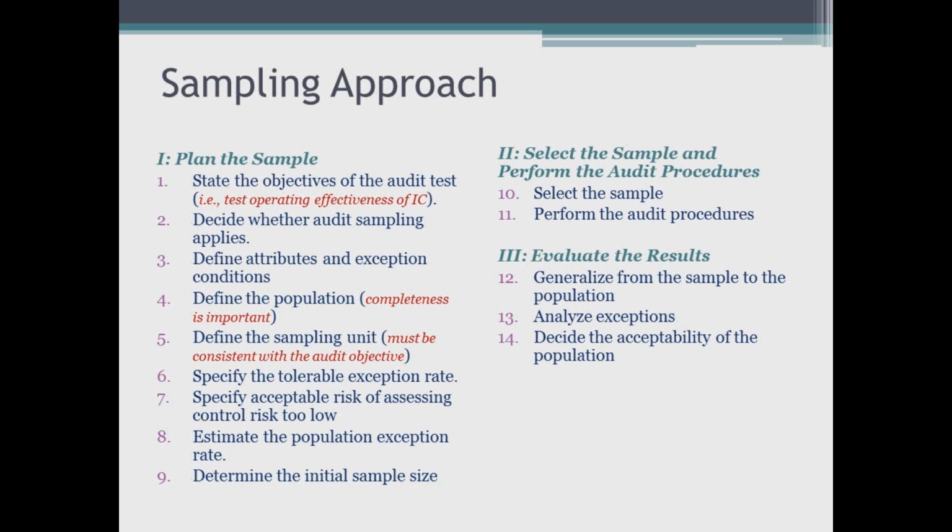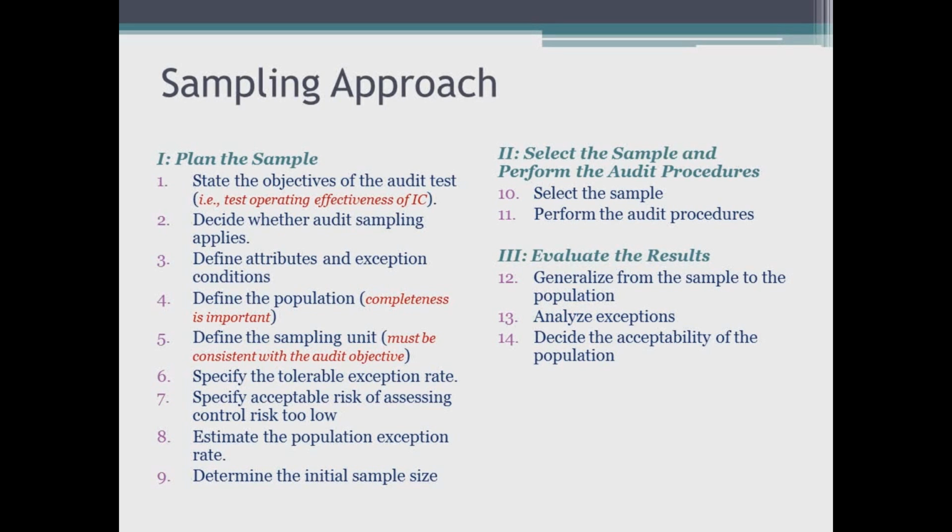So then you'll see at the bottom, there's a description of the attributes. And if you look at the description of the attributes, they tie back to the audit program. So you'll see audit procedure 12, procedure 13A, and so forth. So they tie back to the audit program. And then it's the auditor's assessment of the acceptable risk of assessing control risk too low, the tolerable exception rate, and then the estimate of the population exception rate, which the auditor lists.